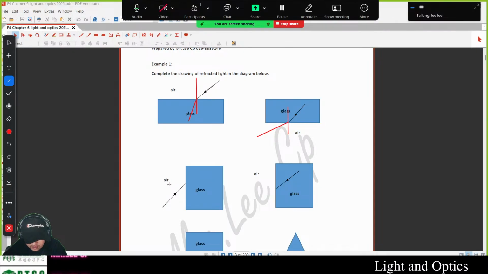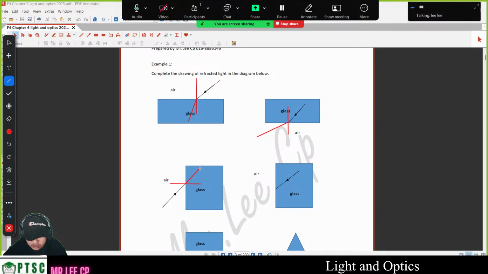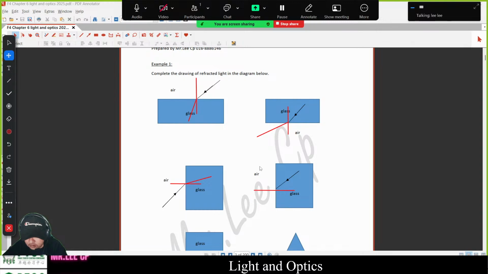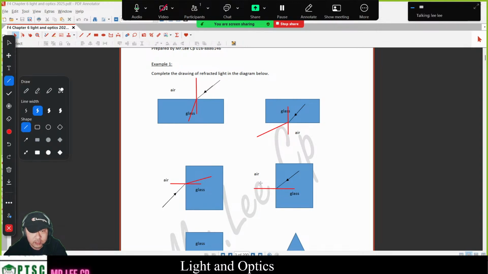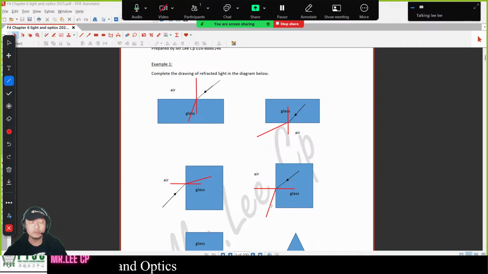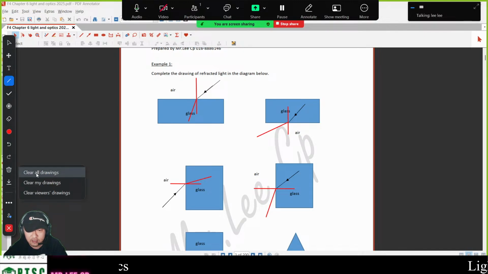So the light goes into the glass. Now it will not go straight. It will bend toward the normal. Air to the glass, toward normal. Now this one is when the light travels from the glass to the air, so it will be away from the normal. How much away from the normal? For normal drawing without calculation, we don't care.